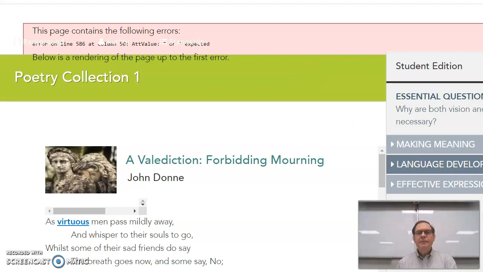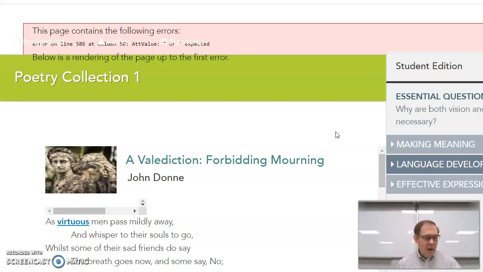And here we have the biography of John Donne, one of the most important of the metaphysical poets. And then his first poem, A Valediction Forbidding Mourning. And that's what I'd like to really start with right now with you.